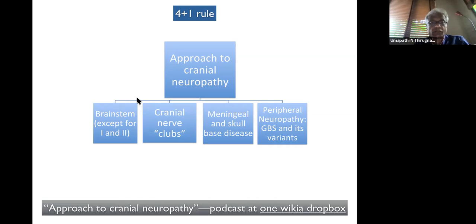If she does have a left sixth nerve palsy, maybe it's in the left pons. How would you know it's in the left pons? Because she would have other cranial nerves that are coming from the left pons. She would have drowsiness, and if you examine the limbs, she would have pyramidal and cerebellar signs that will point towards a brainstem localization.